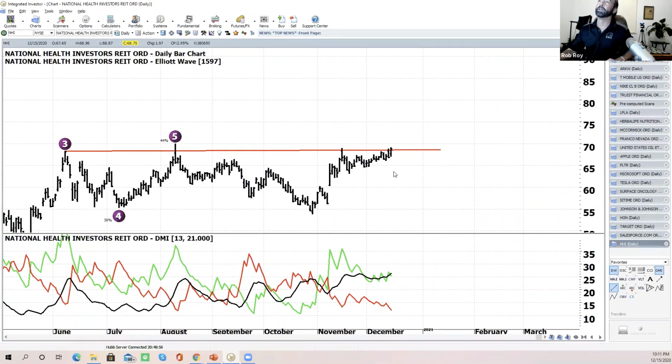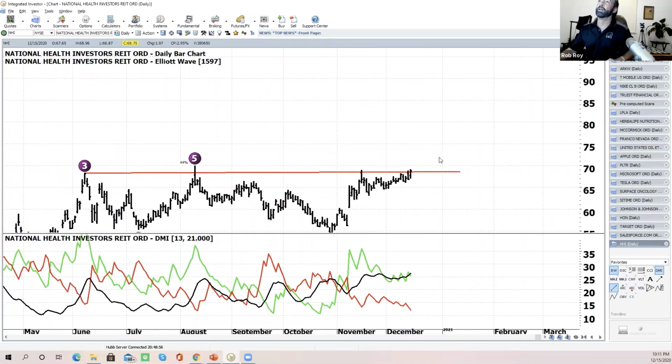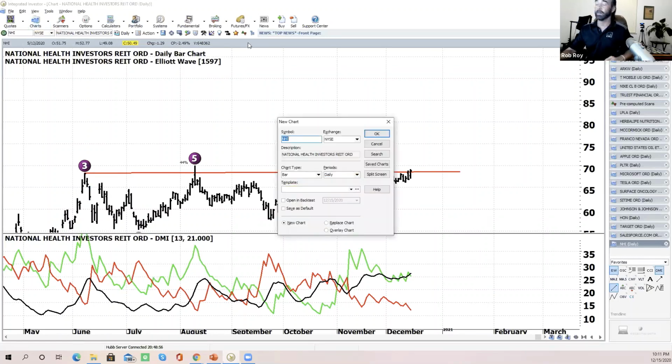You got to get above 70 though. You need a break above 70 with a follow-through day. If that occurs, it's probably going to 90. So that's really interesting looking.